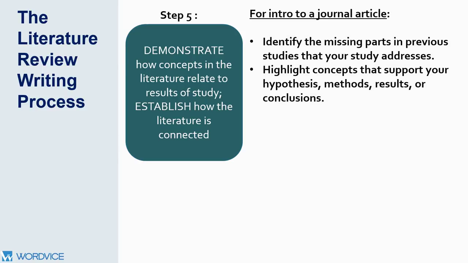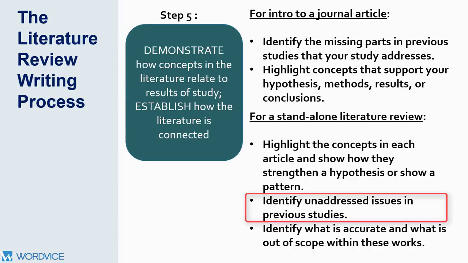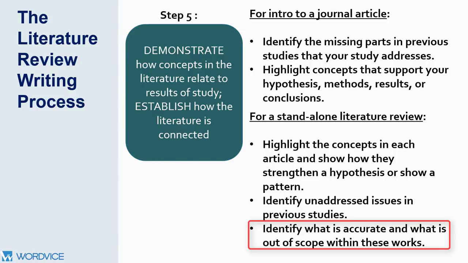In a literature intro for the article, this information might include a summary of the results or methods of previous studies that correspond or confirm to the sections in your own study. You might identify the missing parts in previous studies that your study addresses, or highlight concepts that support your hypothesis, methods, results, or conclusions. In a standalone literature review, this may mean highlighting the concepts in each article and showing they strengthen a hypothesis or show a pattern. For example, you might identify any unaddressed issues in the previous studies. You can identify what is accurate and what is out of scope within these works.